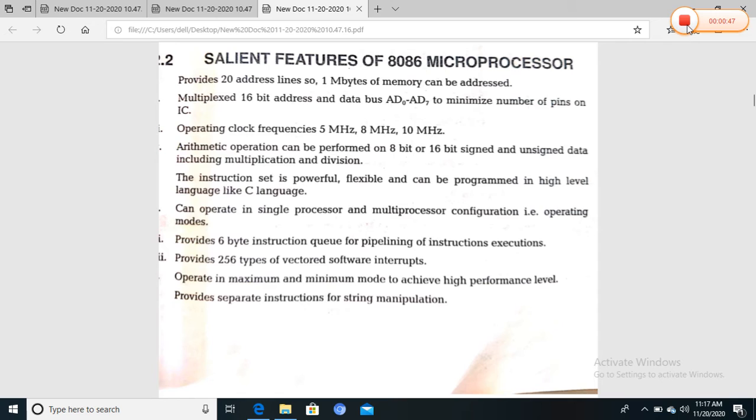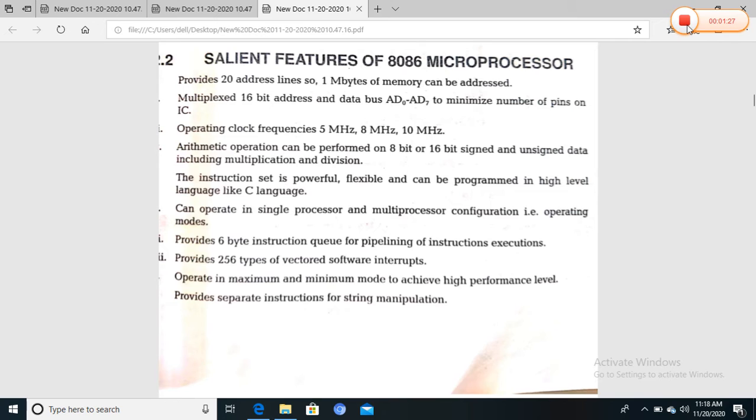The 8086 is a 16-bit microprocessor. In this microprocessor HMOS technology is used, and it is available in a 40-pin IC. It consists of 29,000 transistors, and it has 20 address lines which can interface 2 raised to 20, that is 1 megabyte of memory. So it can address up to 1 MB memory.